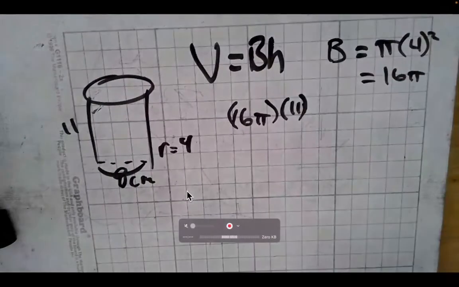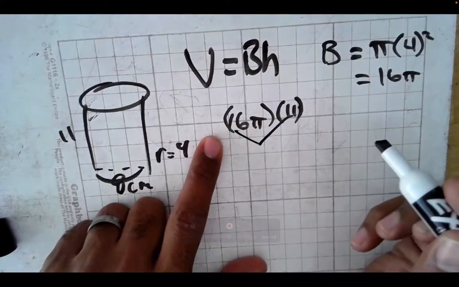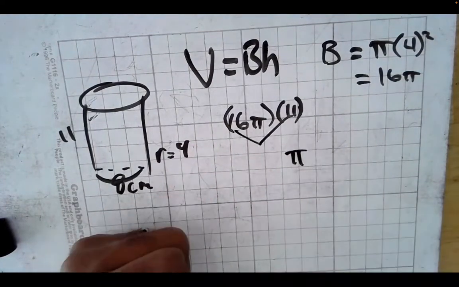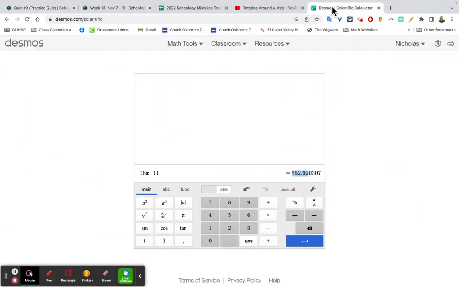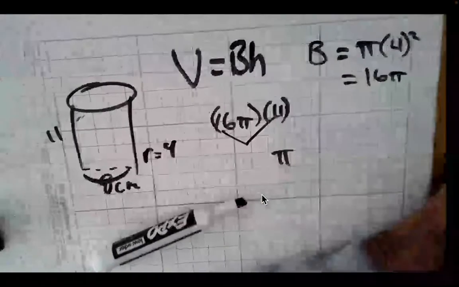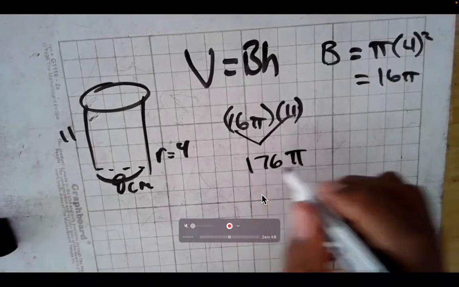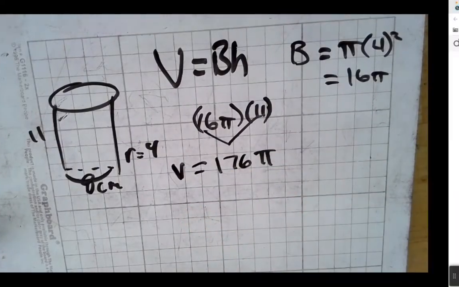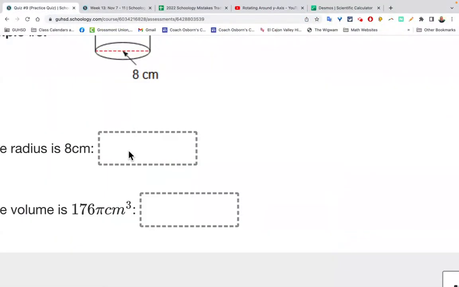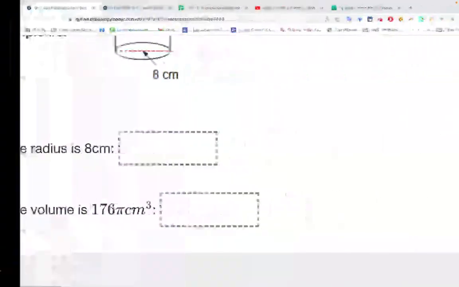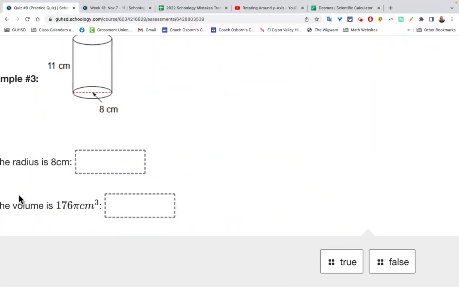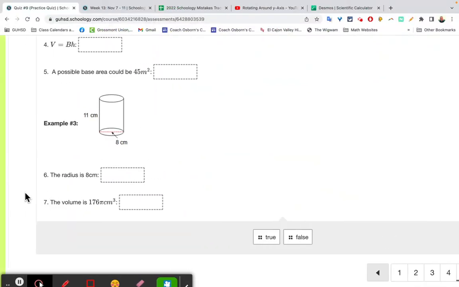So what that basically means is I'm only going to multiply the 16 and the 11 and then leave the pi here, because sometimes you can calculate it without multiplying the pi. So what is 16 times 11? It is 176. So then the answer would end up being 176 pi. And what were the units here? They were centimeters, so it would be centimeters cubed. So that is correct, because if I only multiply the numbers and not the pi, it is 176. So that is true.